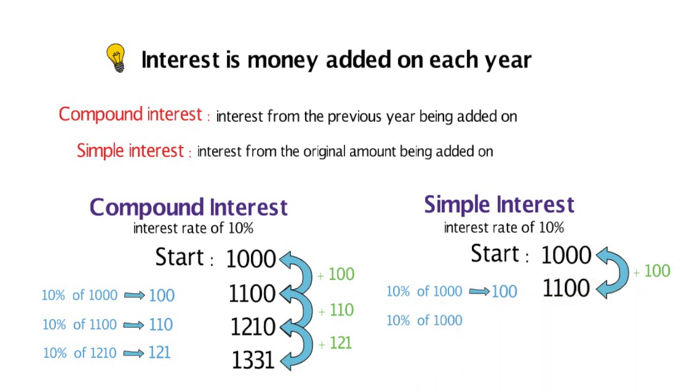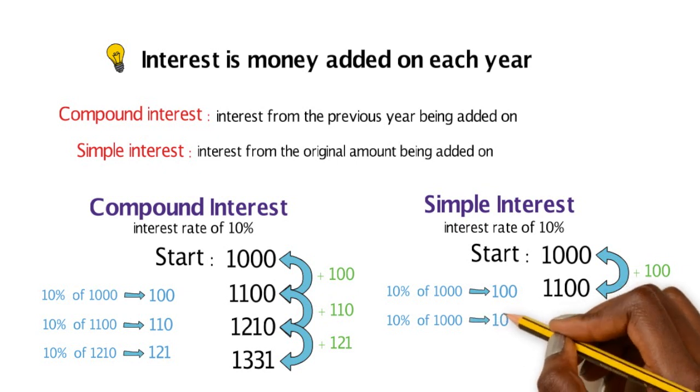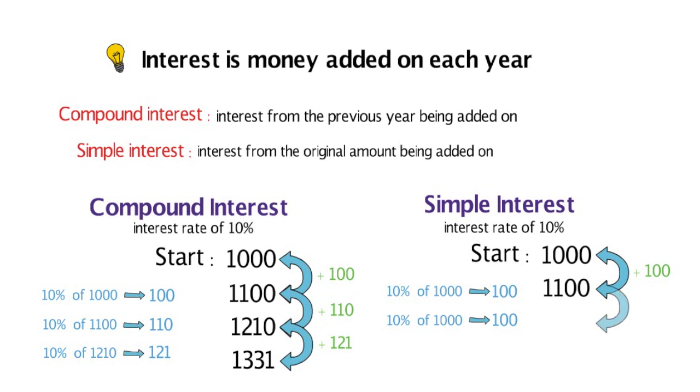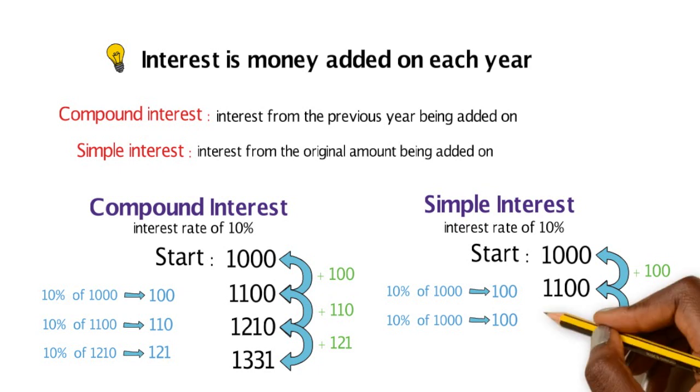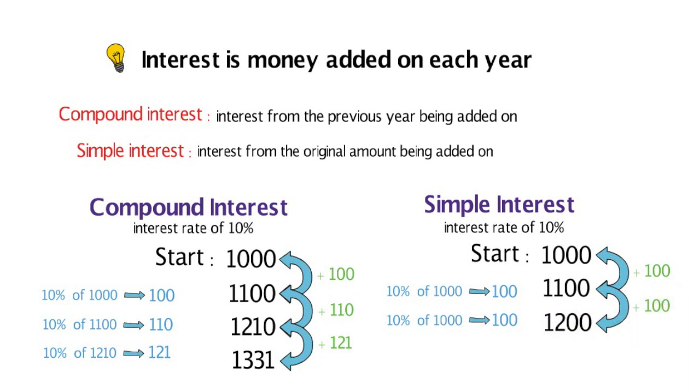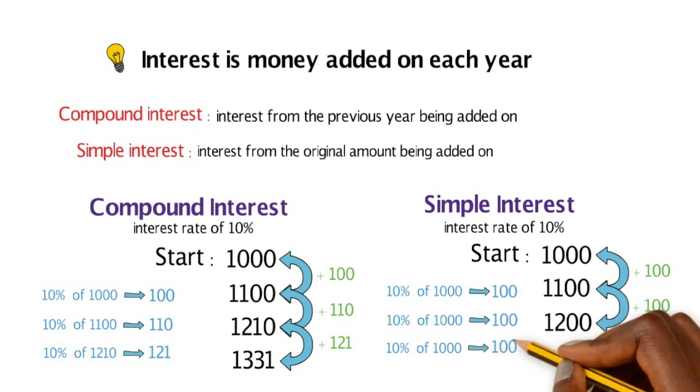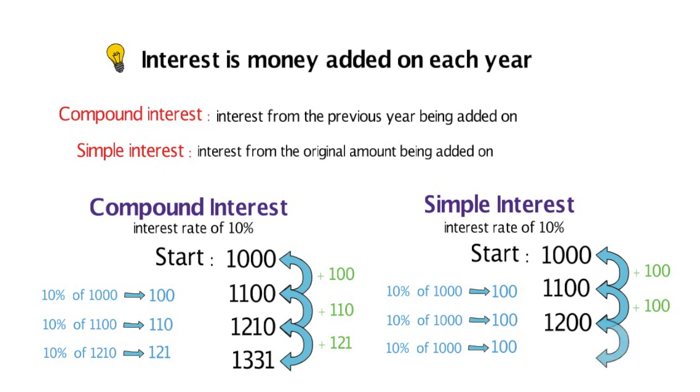But with simple interest, because it's the interest from the original amount, you're just going to keep adding on 10% of the original amount, which is 100. So you're going to keep adding on 100 each time. And that's the difference between compound and simple interest. Compound is from the previous year, simple interest is just the same amount being added on each year. And so therefore, at the end of 3 years, you would be left with not 1,331, but £1,300. So let's start having a look at some examples.